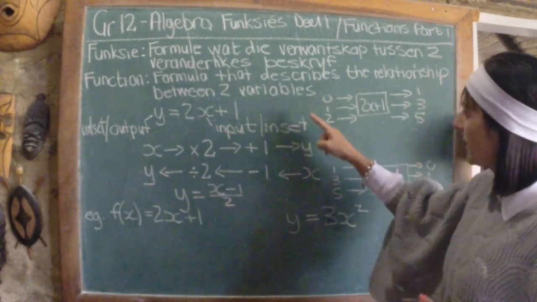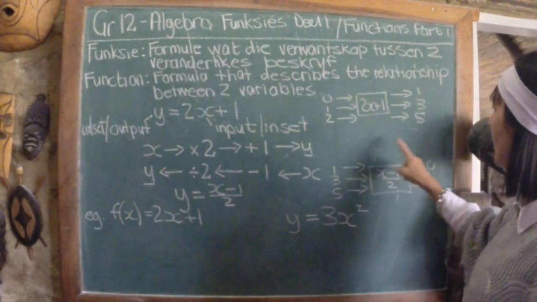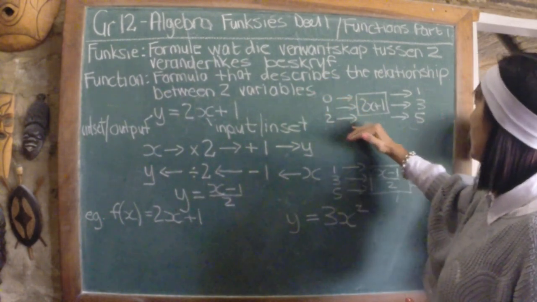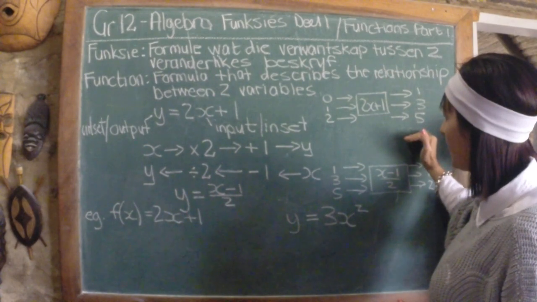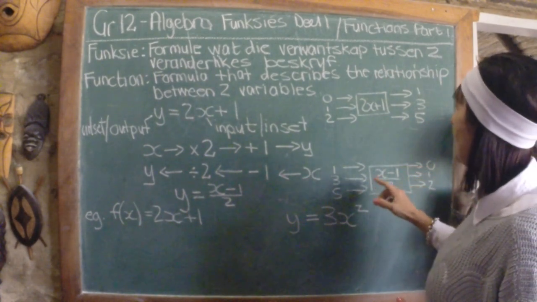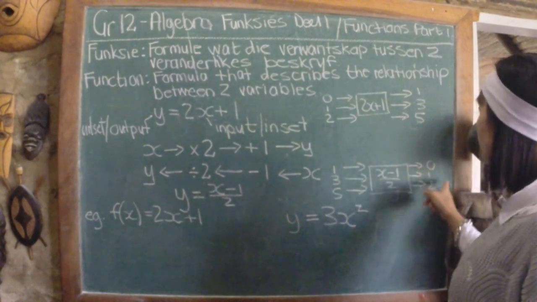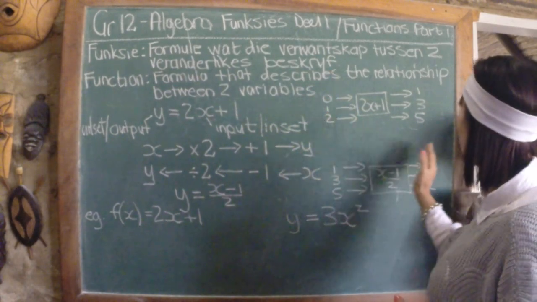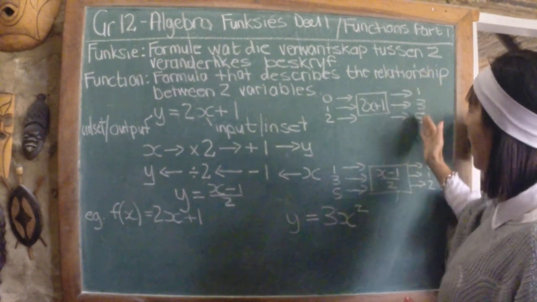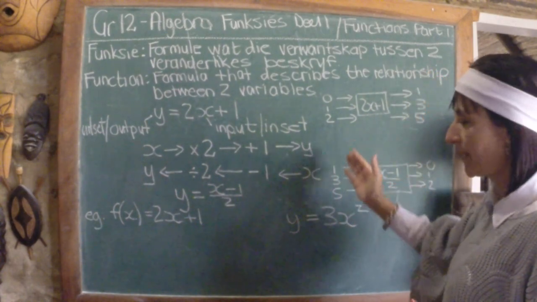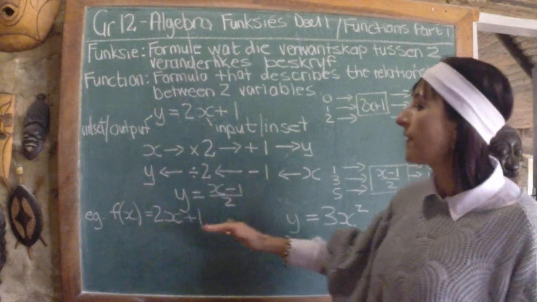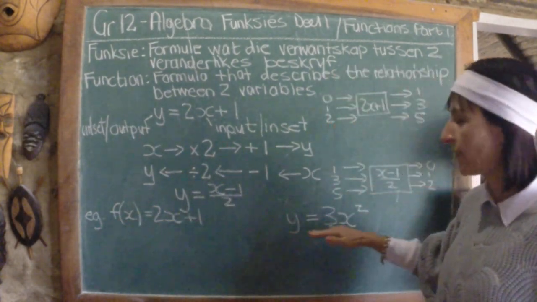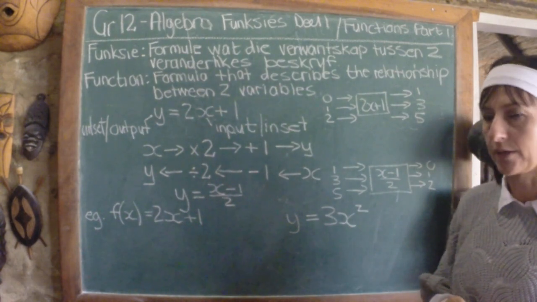So kyk baie mooi wat gebeur hier in die vloeidiagramme. My insette by my normale funksie word my uitsette by my inverse funksie. So the x values become the y values, and the y values become the x values in the inverse. Die vraag hier is, gee die inverse funksies van die volgende funksies. Let me show you how we're going to do that.